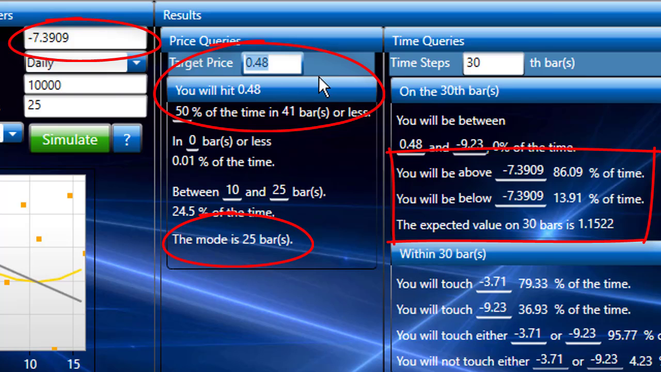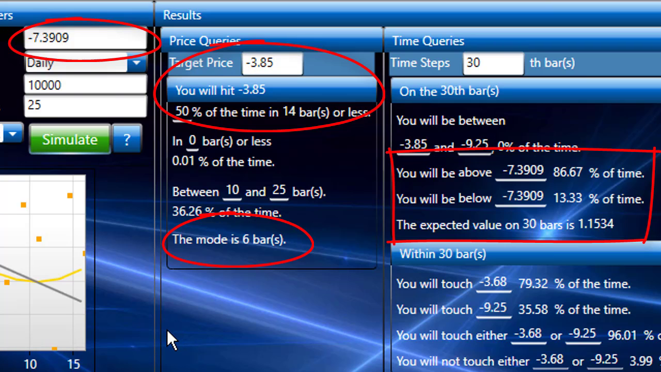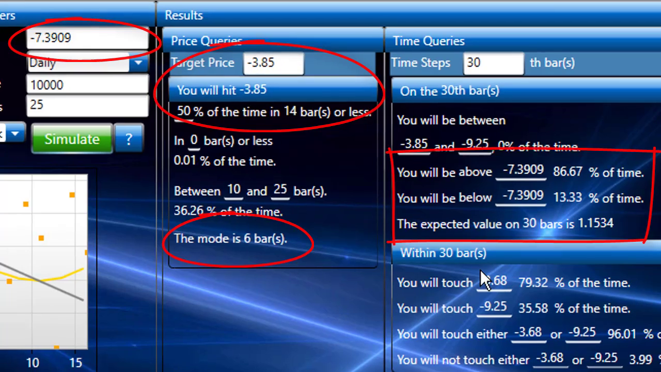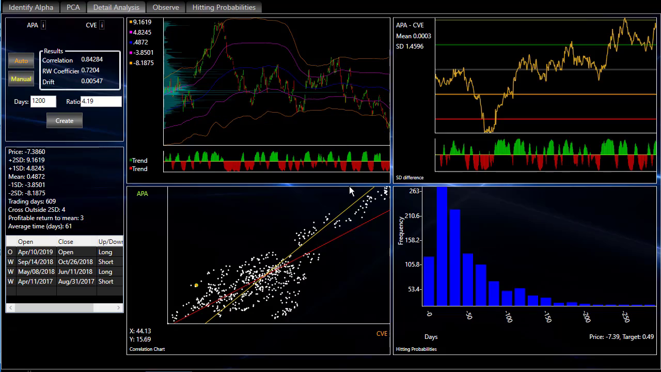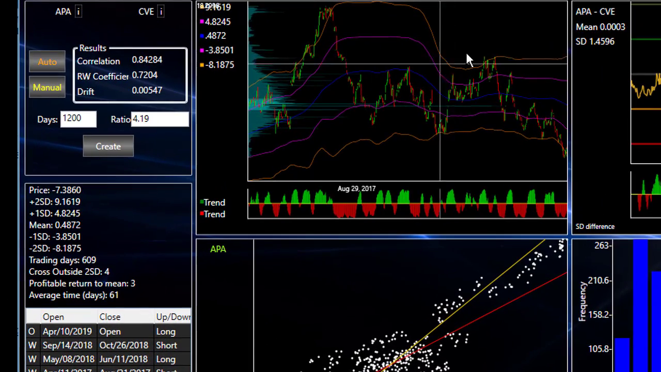Let's go test that other number that we were looking at a moment ago, minus 3.85, I think, and run that one. Wow. So maybe we're not pushing it hard enough, because that's saying we'll get there in 14 bars, and the mode being 6. In any case, these are very good numbers, and we're going to take a look at it one more time in the detail page and then make it the recommendation.